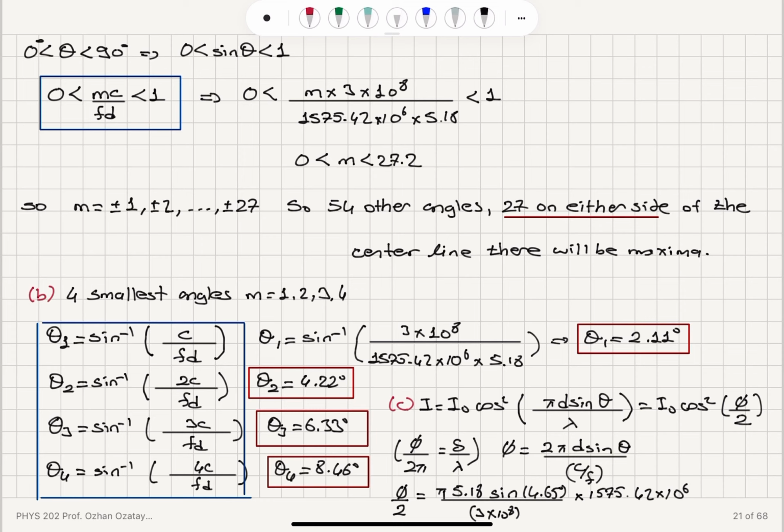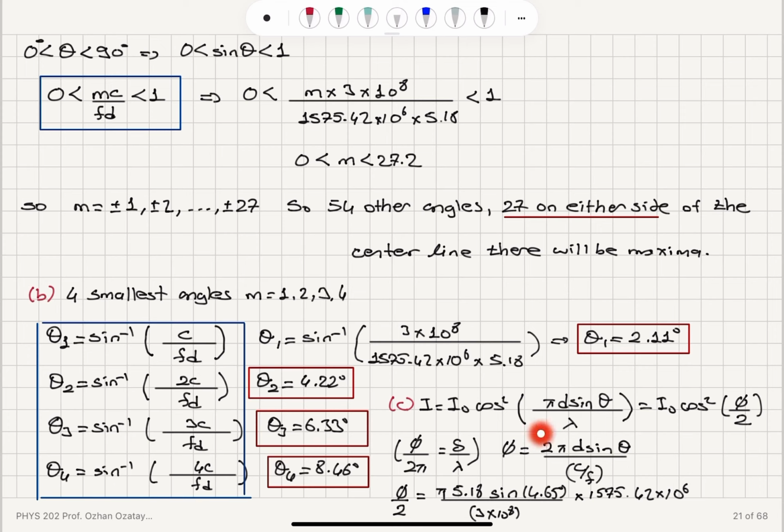That gives us, other than 0, 27 positive and 27 negative values for m, 54 other angles, 27 on either side. Four smallest angles will correspond to m equals 1, 2, 3, and 4. And if we substitute the numbers here, we can find the angular positions of the maxima, again where the intensity is maximum, 2 watts per meter square.